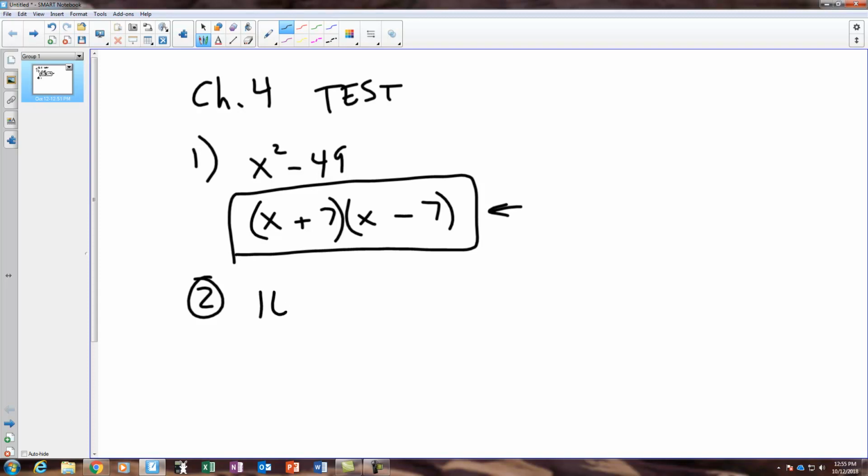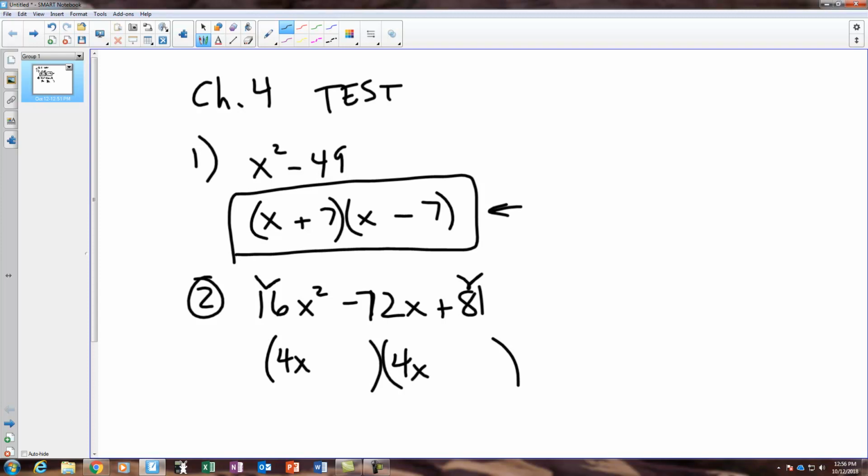Another problem, number 2, that's kind of preemptive, it's there to help get you started: 16x squared minus 72x plus 81. If you look at the 16 and the 81, they have square roots, and when that happens, a lot of the time we're going to be looking for the same thing in both parentheses. So I'm going to go 4x and 4x, factors of 81. If you get a square root, which is 9 and 9, because the 81 is positive, the signs have to match. And in order to get that negative, I'd have to use negatives.